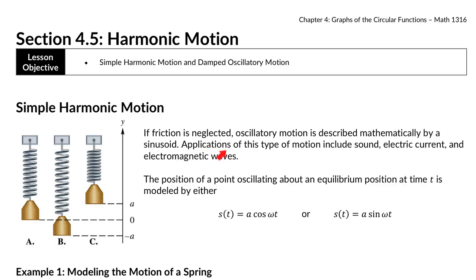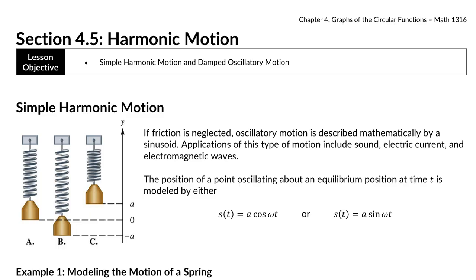And if friction is neglected, oscillatory motion, the bouncing back and forth motion, is described mathematically by a sinusoid. That's sine and cosine. So these oscillatory or back and forth motions can all be modeled by a sine or a cosine function. This would include springs, sound waves, electrical currents, and electromagnetic waves. All of these things that bounce back and forth between two maximum and minimum values can be recognized and written as a sinusoidal function.